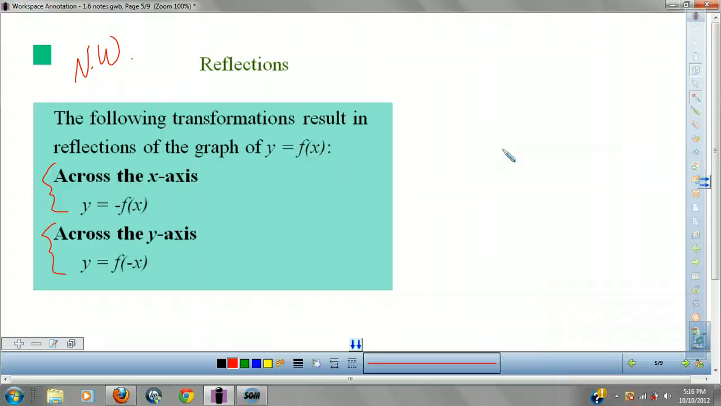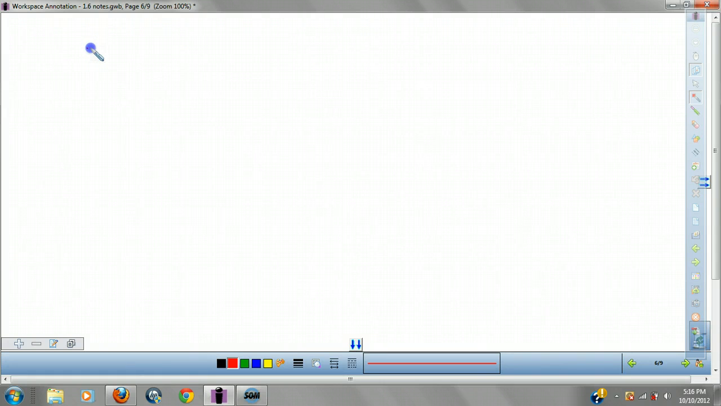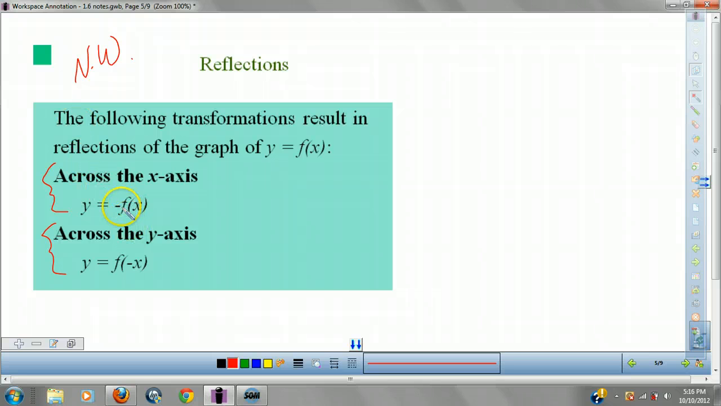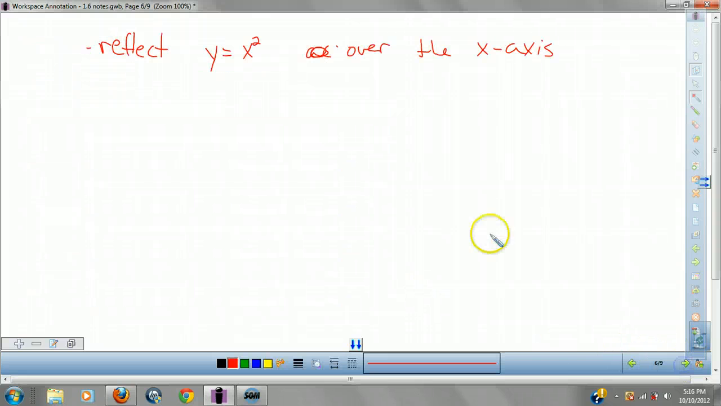Alright. And I'm going to give you guys an example, and then that'll be it for this one. So let's reflect y equals x squared over the x-axis. Okay. So quick review: across the x, you put the negative in front of the entire function.